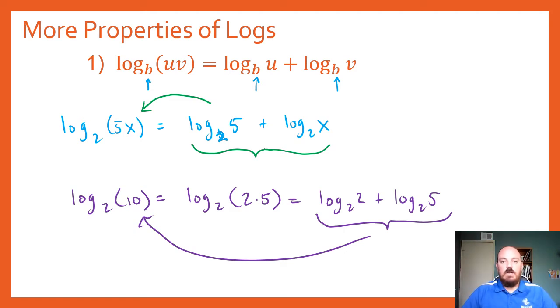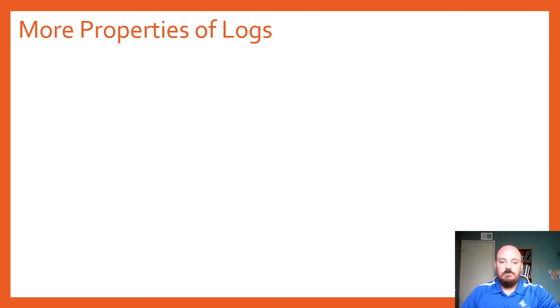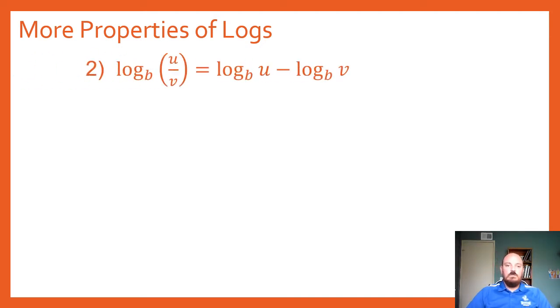Okay, second property is very similar. It just has its inverses. So this is a quotient instead of a product. So we have the log of, instead of u times v, u over v, or u divided by v. And because that's the inverse of multiplication, we get the inverse right here also. We get minus instead of plus. So very, very simple, very similar concept. If you have the log of two things being divided, you can break it apart into two logs, same base. Log of the top minus log of the bottom.